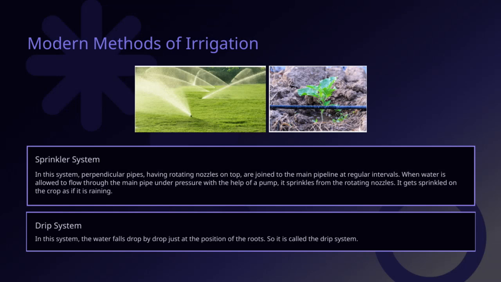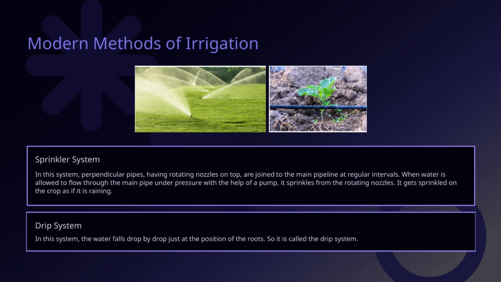In this system, water falls drop by drop right at the position of the roots. That's why it's called the drip system. It's a very efficient way to deliver water directly where the plants need it most, minimizing wastage. Now, moving on to the system setup, we have perpendicular pipes with rotating nozzles on top, which are connected to the main pipeline at regular intervals.